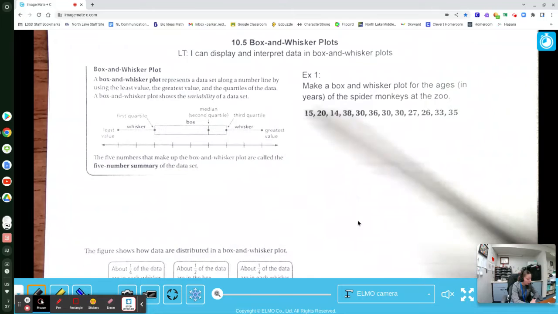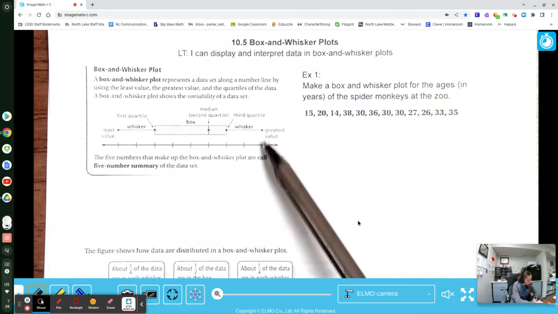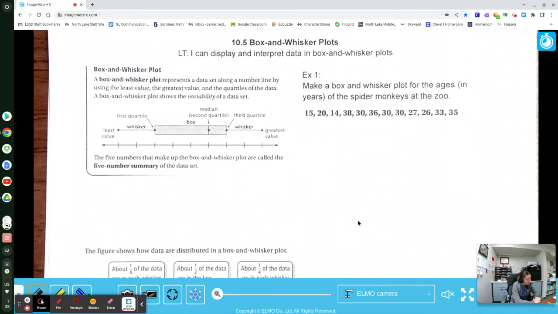So a box and whisker plot represents a data set along a number line by using the least value here, the greatest value here, and the quartiles of the data. Remember our quartiles, we have the median, which is called quartile 2 and splits the data in half. We have the first quartile, which is the median of the lower half, and the third quartile, which is the median of the upper half.